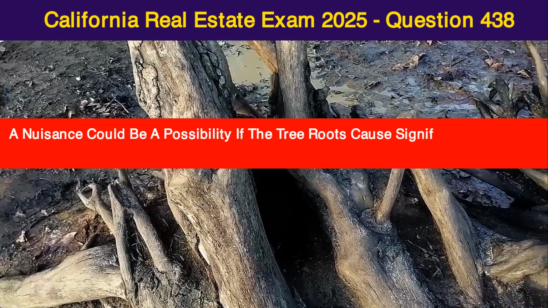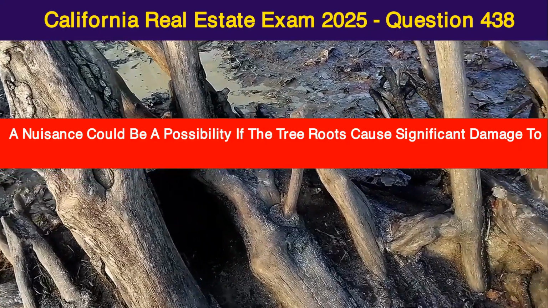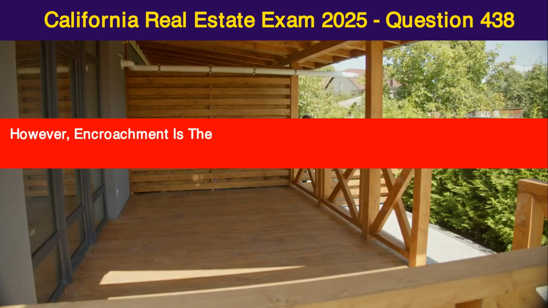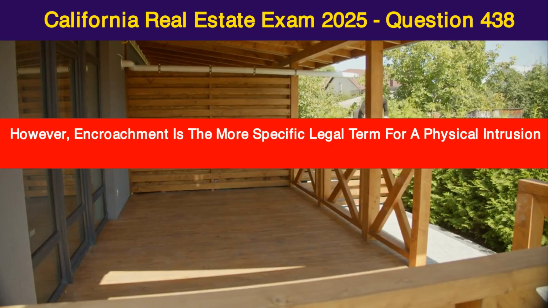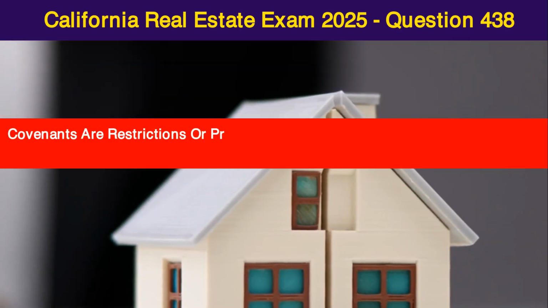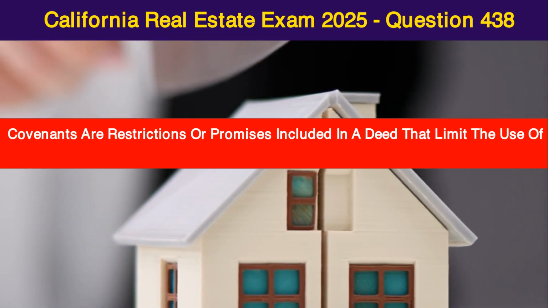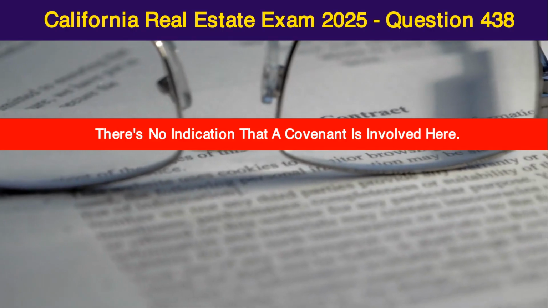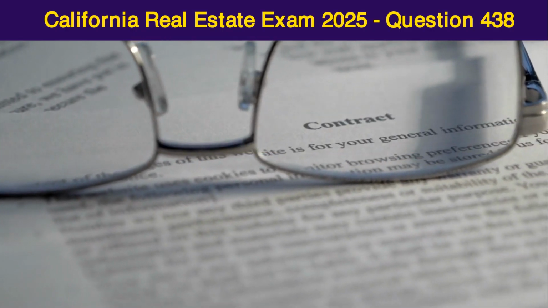A nuisance could be a possibility if the tree roots cause significant damage to the neighbor's property beyond simply being present. However, encroachment is the more specific legal term for a physical intrusion onto another's property. Covenants are restrictions or promises included in a deed that limit the use of the property. There's no indication that a covenant is involved here.